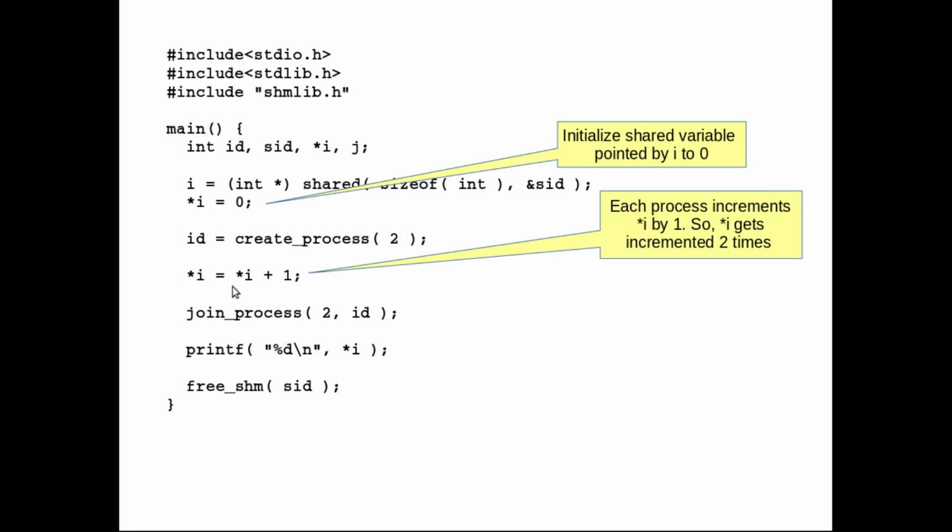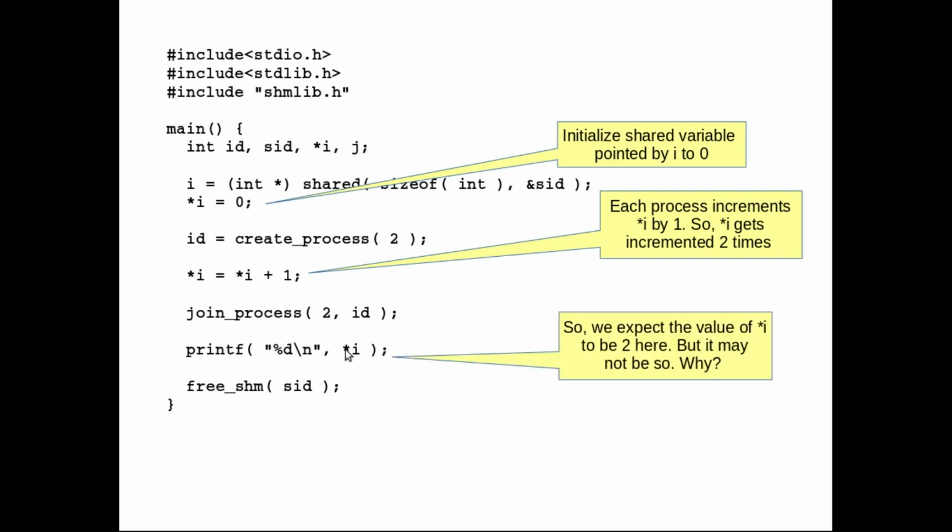So process 0 will execute the statement which will increment the shared variable by 1, and then process 1 will execute this statement, and again the shared variable will be incremented by 1. And since we started with the initial value of 0, if the shared variable is incremented 2 times, at the end we should see 2 being printed here.